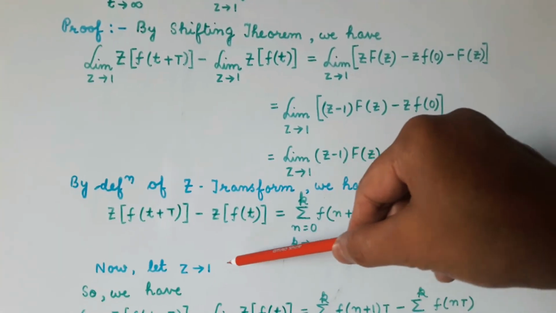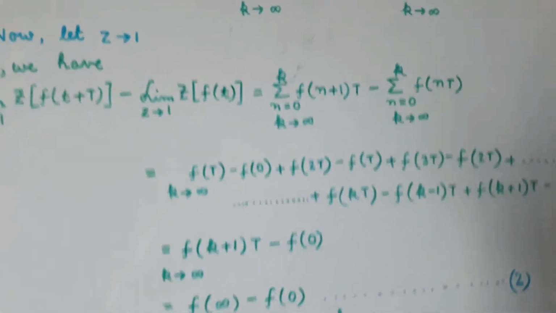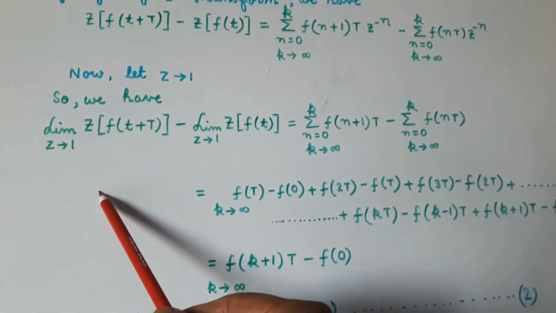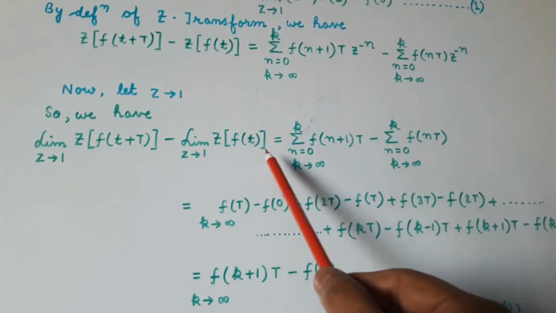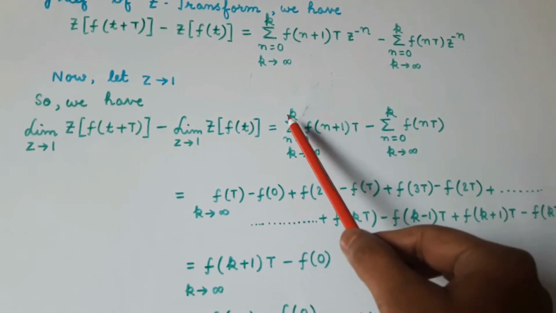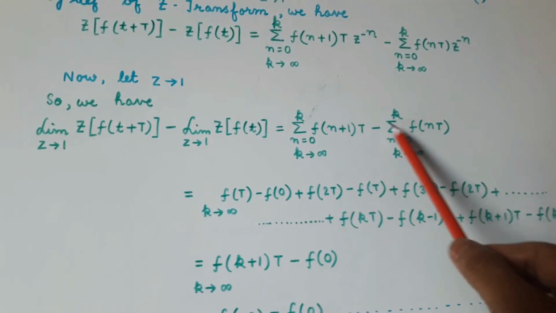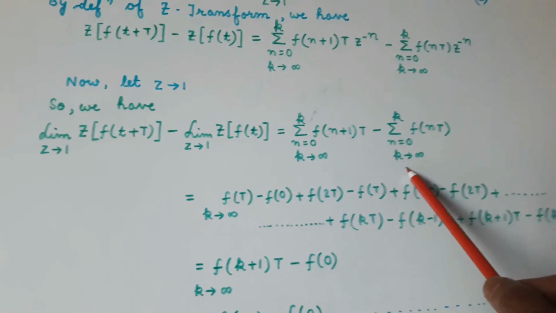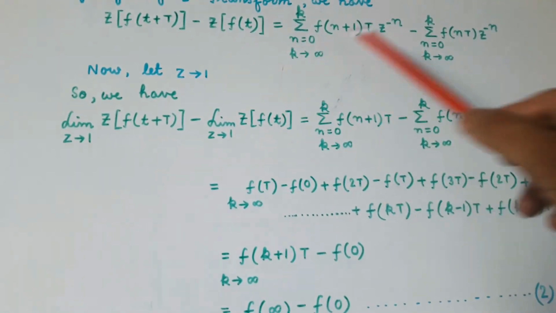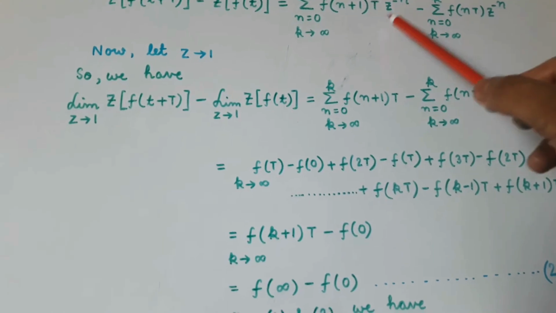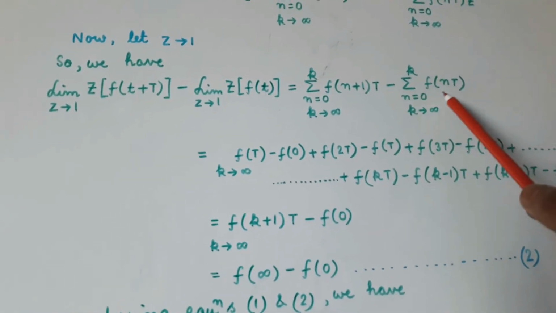Now let z tend to 1. So we can write the above equation as limit of z F(z) minus limit of F(z) when z tends to 1 will be equal to summation n equal to 0 to k of f((n plus 1)T) when k tends to infinity, minus summation n equal to 0 to k of f(nT) when k tends to infinity. That is, we have substituted the value of z equal to 1 because we supposed z tends to 1. So we will substitute z equal to 1 in this equation, which comes out to be summation f((n plus 1)T) minus summation f(nT).